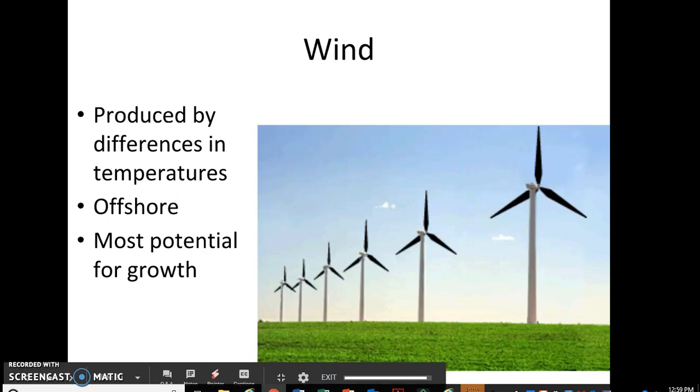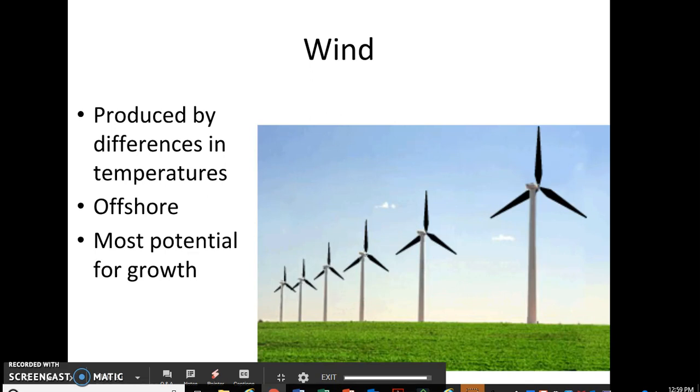Biomass is tied to the sun because of the growth of plants. Water is tied to the sun because of the water cycle and the need for evaporation. And wind is tied to the sun because it's tied to a difference in temperatures. So the only type of our renewable sources of energy that is not directly tied to the sun is actually geothermal. So that is just an important link to make between all of these.